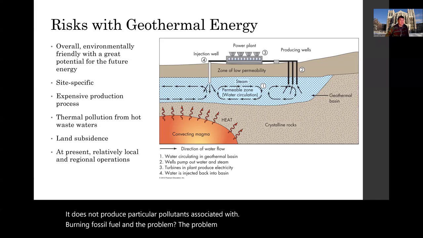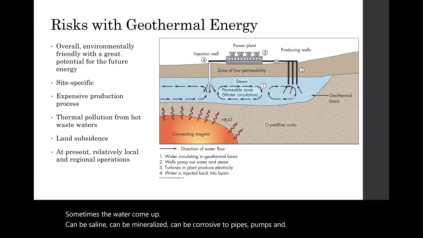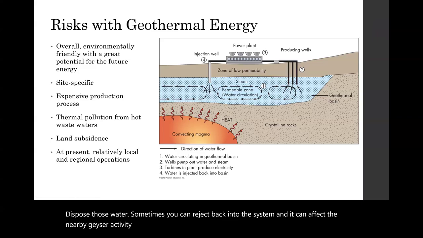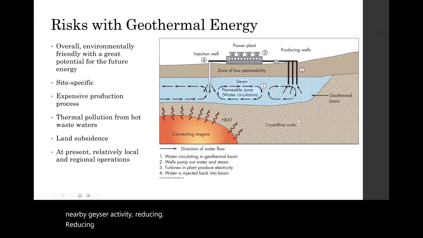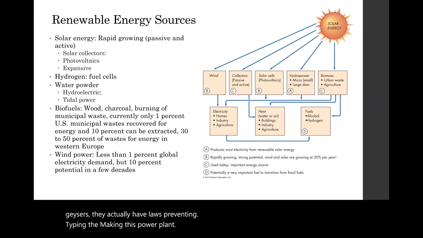And the problem is sometimes the water that comes up can be saline, mineralized, and corrosive to pipes and pumps, and you have to dispose of that water. Sometimes you can inject it back into the system, and it can affect nearby geyser activity, reducing the heat source driving geysers. So in Yellowstone, in national parks where they have geysers, they actually have laws preventing building such power plants.